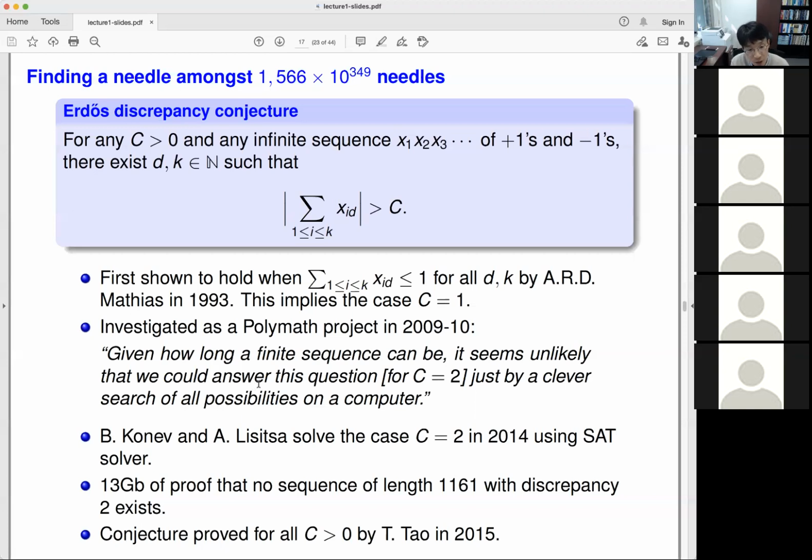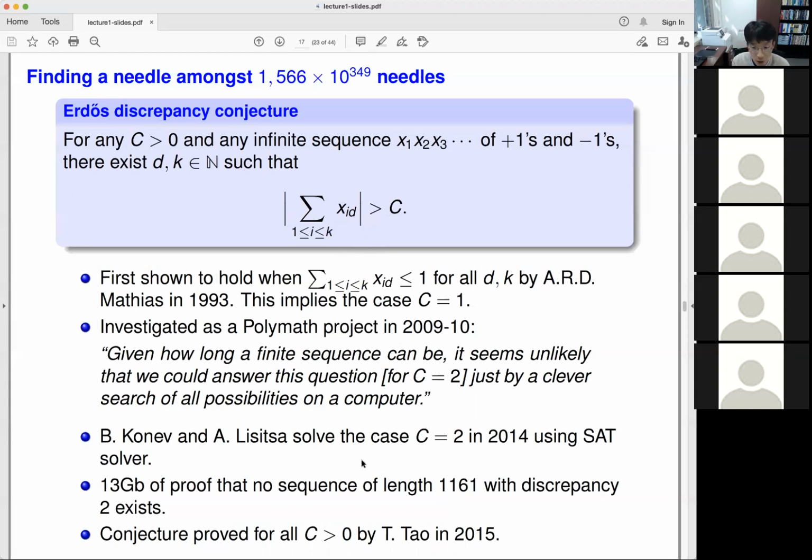So Konev and Lisitsa from the University of Liverpool solved this Erdős discrepancy conjecture for the case C equal to 2 using a SAT solver. What they showed was that any sequence of length 1161 contains a subsequence satisfying the property claimed by the Erdős discrepancy conjecture for C equal to 2. In other words, it contains an equally spaced subsequence whose sum has absolute value greater than or equal to 2, or 3 or more.